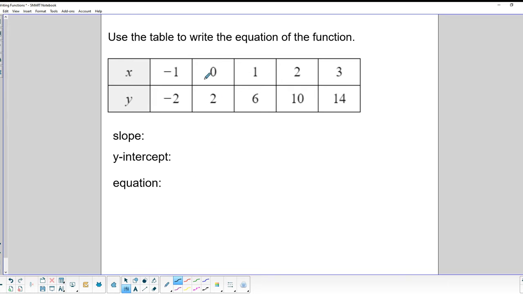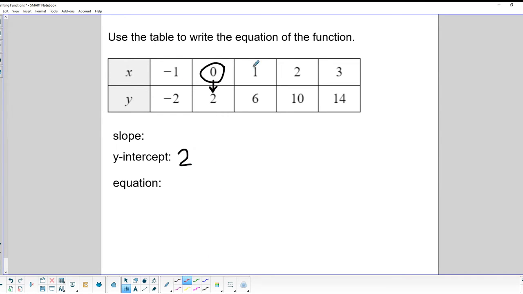This time, let's go ahead and find the y-intercept first. Let's find the 0 in the x column, because we know that at the y-intercept, the x value is 0. So there's 0 in the x column. The y-intercept then is going to be that number 2 right there. And then we're going to find the slope.